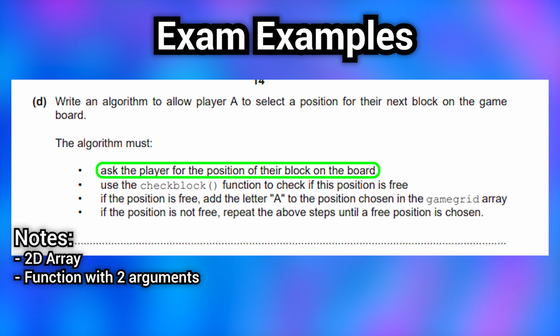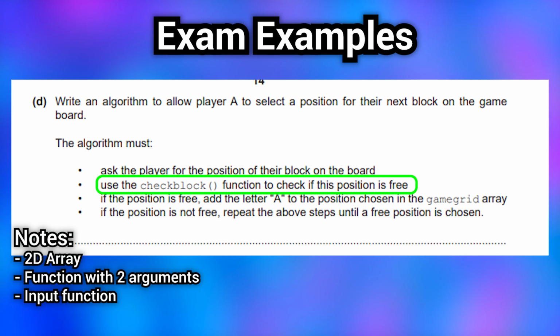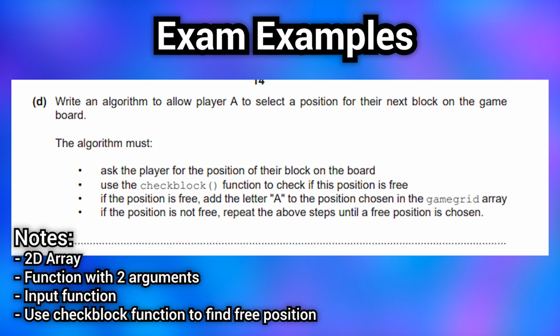So from the first bullet point, we can see that we're going to have to take a user input. Then we can see that we're using the checkBlock function to check if that position is free. As mentioned before, the checkBlock function takes in 2 inputs, the row and the column of the grid. So we're going to have to ask for 2 inputs in this question, a row and a column.